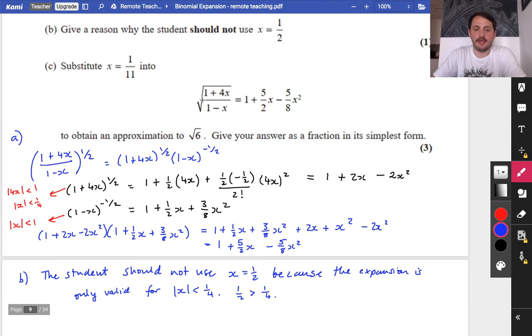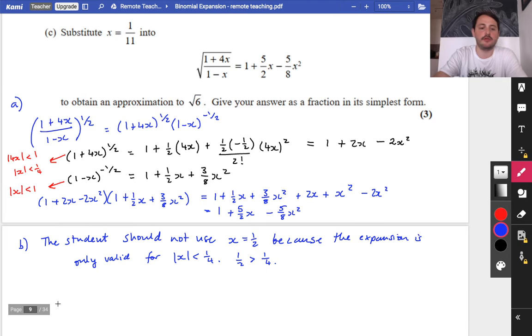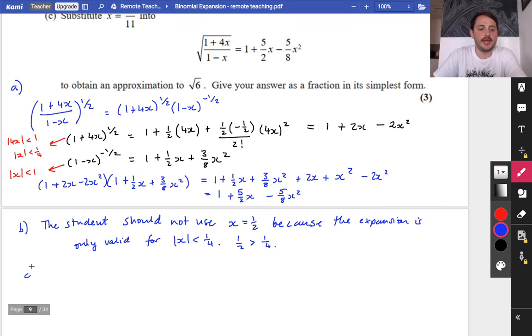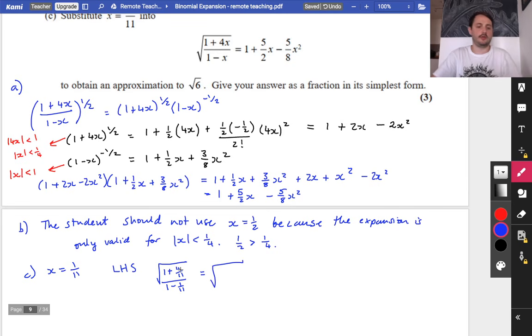Well, we better investigate what the left-hand side is actually equal to, first of all, okay? So they have said that x is equal to 1/11. And I want to see, what is the left-hand side even talking about? Is it going to give me root 6? So the left-hand side would be 1 plus 4/11 over 1 minus 1 over 11. So that is going to be the square root of, what on earth is that going to be?